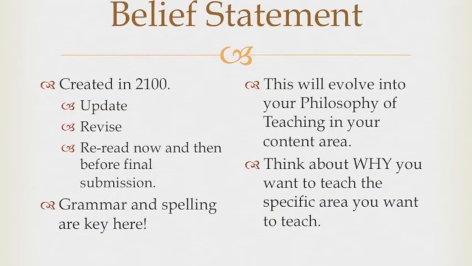The belief statement is the document you created in 2100. You should update it and revise it. I recommend that you reread it now and then reread it another time before your final submission, just to make sure that you still believe everything that you believed in it when you wrote it the first time. This is one of the documents that the board committee does focus on. They do read it because it's a very free form and open forum for you to share why you believe that education is the right path for you to take.